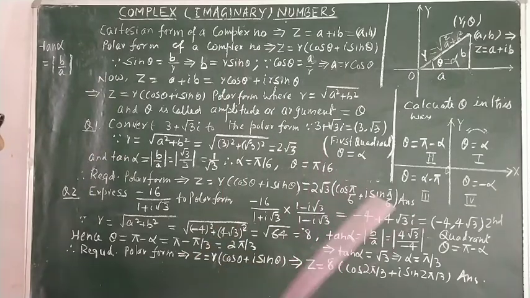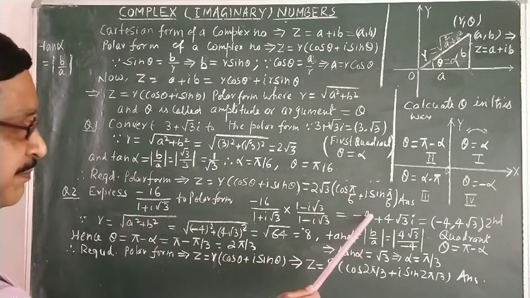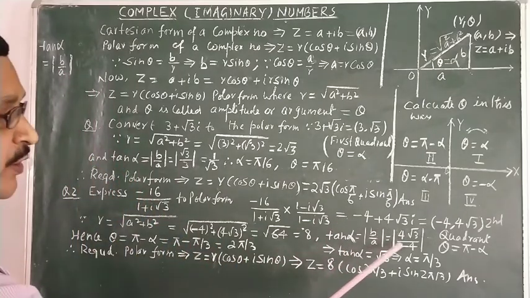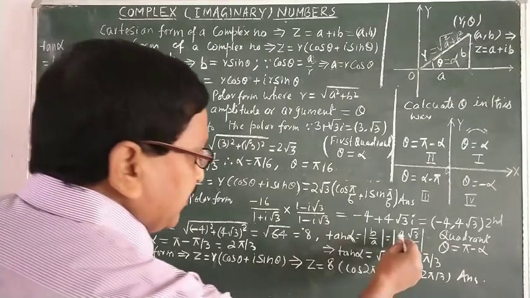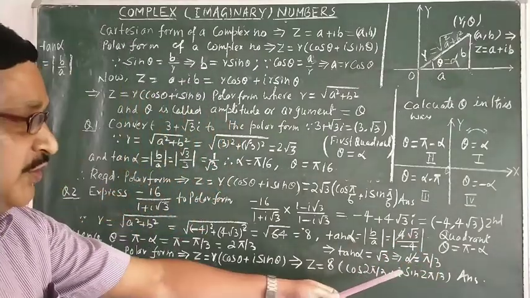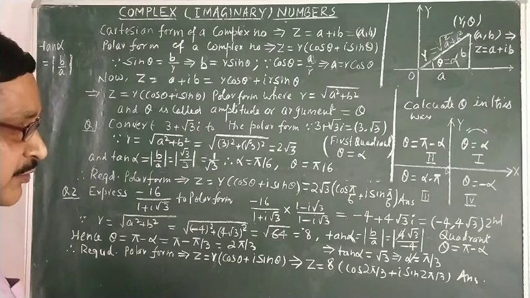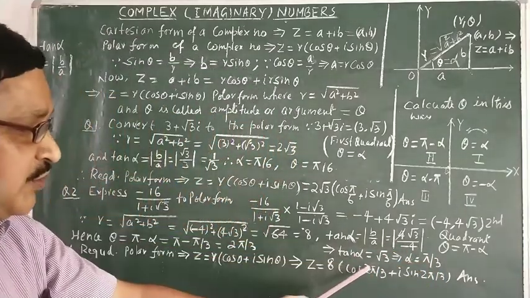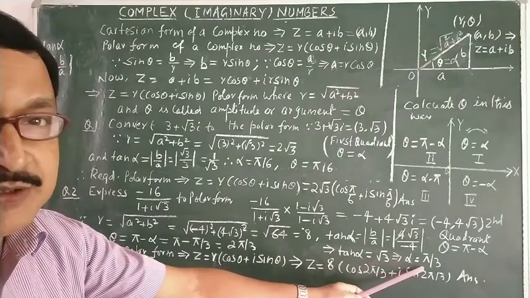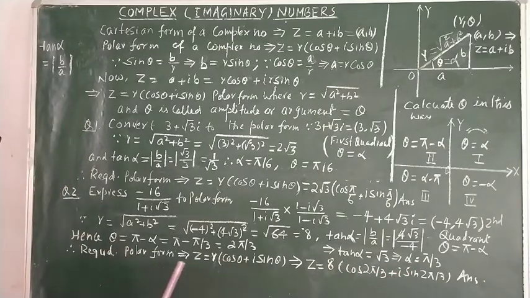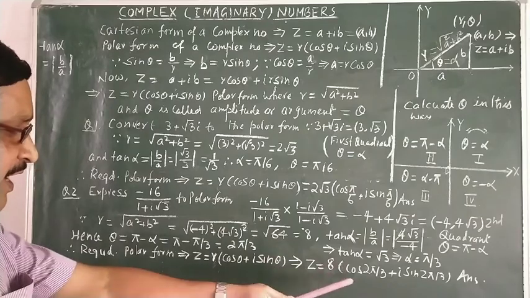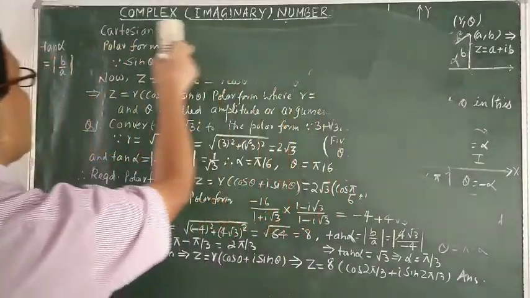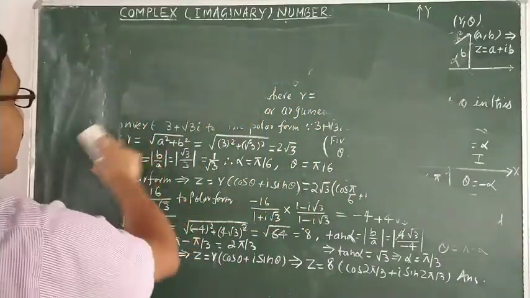First of all, we find R is equal to root over A square plus B square, so this is 8. And tan alpha is equal to B by A, so 4 is cancelled and this is root 3. Sorry students, on cancellation this is root 3. So alpha is equal to pi by 3, 60 degrees. Now the polar form is Z is equal to R (cos theta plus i sin theta). Now put the values and get the answer. This is all about the Cartesian and polar form of complex numbers.